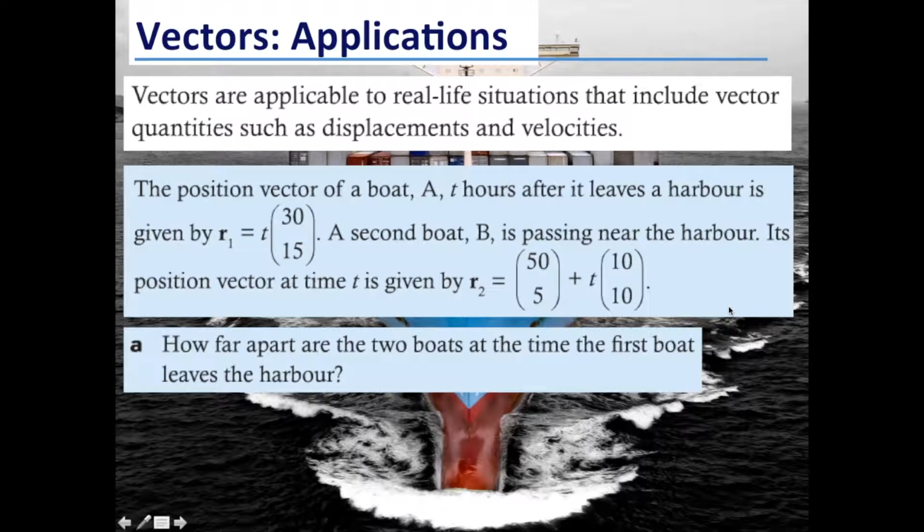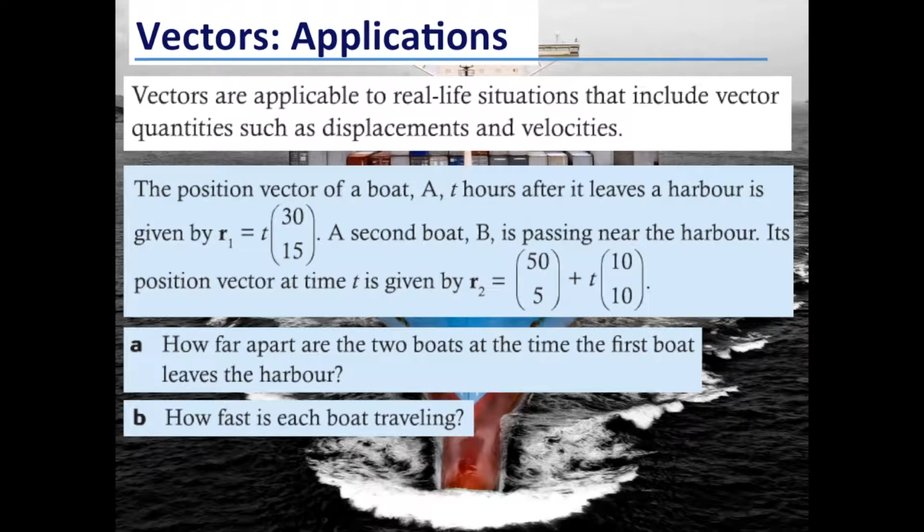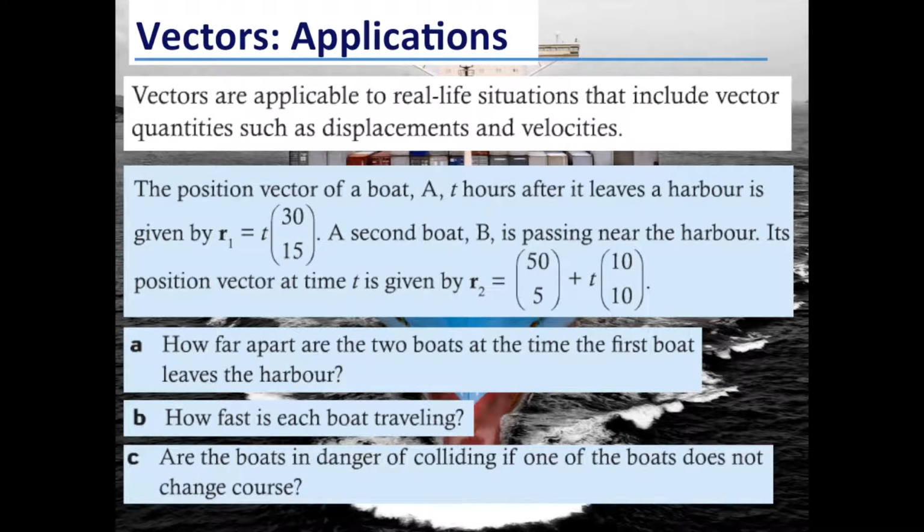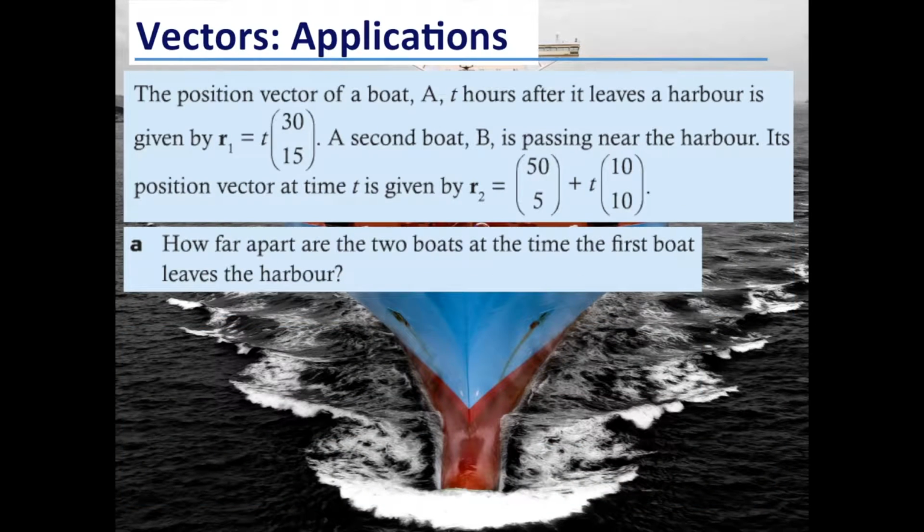The question then: how far apart are the two boats at the time the first boat leaves the harbour? How fast is each boat travelling? And are the boats in danger of colliding if one of the boats does not change course? It should be fairly axiomatic that part C relates directly to what we just looked at, albeit in this question we're only looking at two dimensions. If you feel that you can tackle these by yourself, have a go, otherwise just follow the solutions.